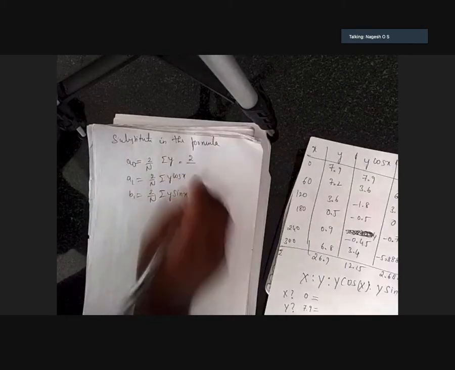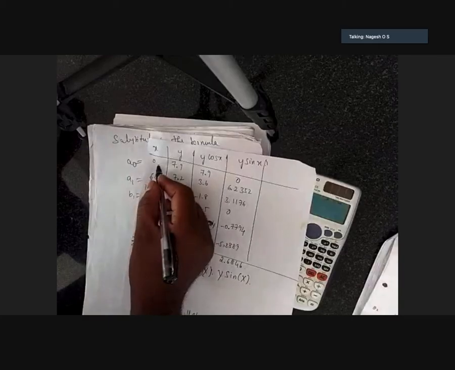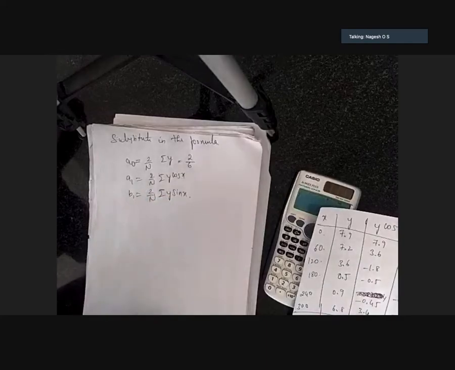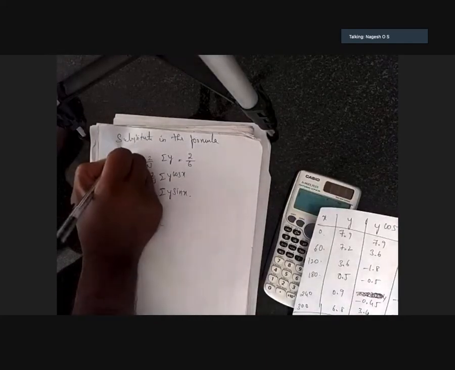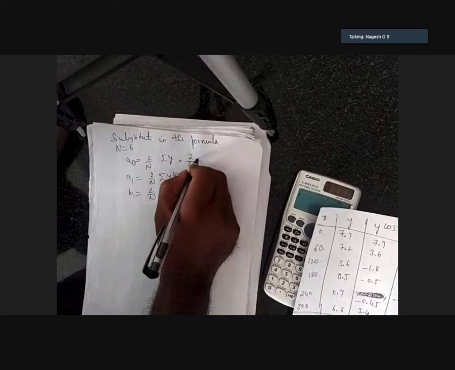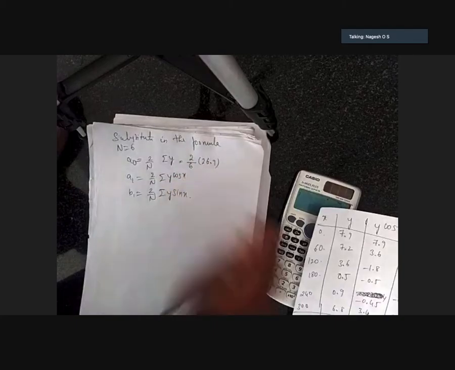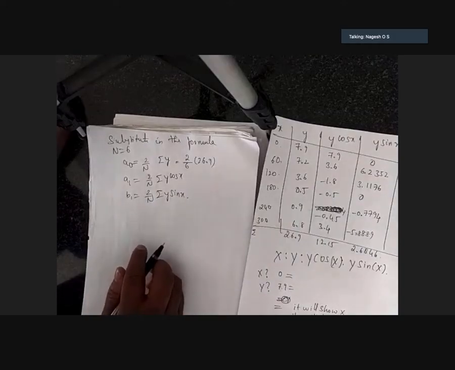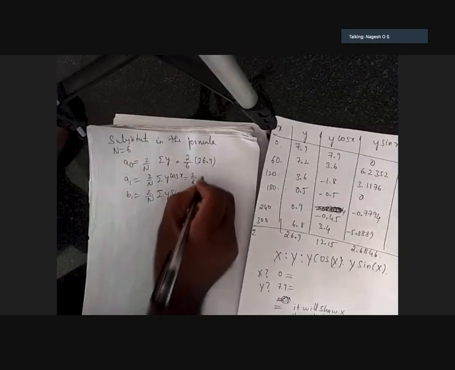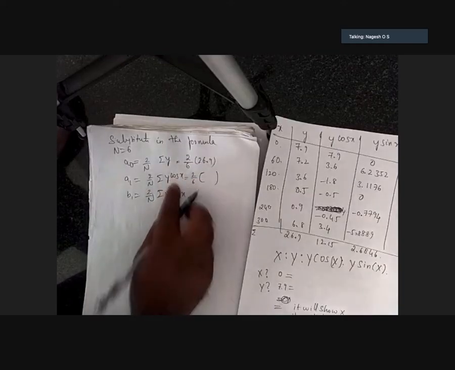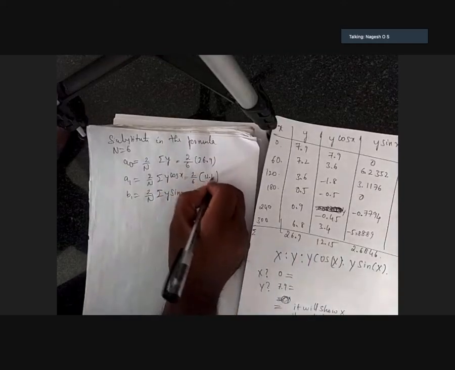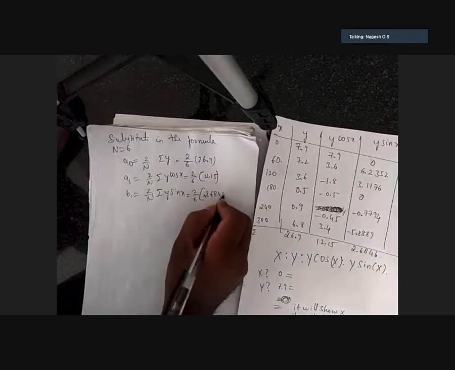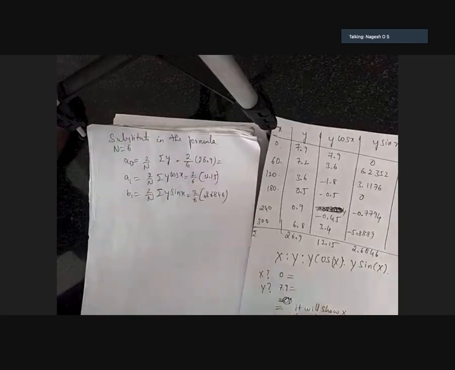2 by n. What is n? Number of values: 1, 2, 3, 4, 5, 6. 6 values. N is 6. 2 by 6 summation y. Summation y we got 26.9. Next, 2 by 6 y cos x. Y cos x sum is 12.15. Then 2 by 6 times 2.6846.